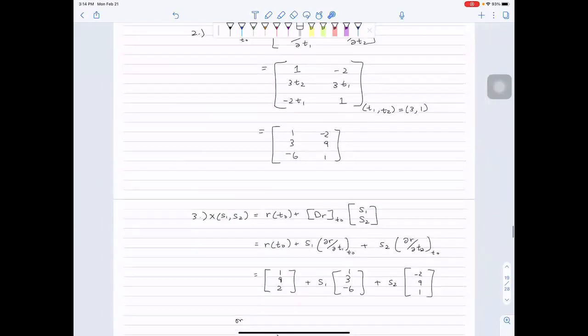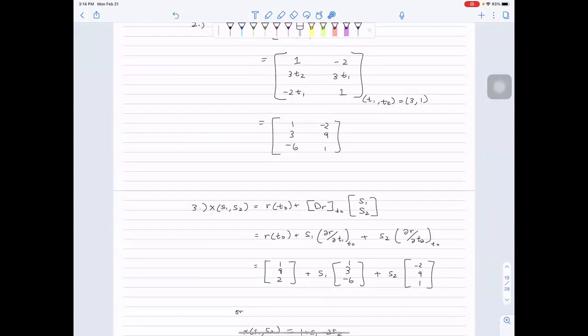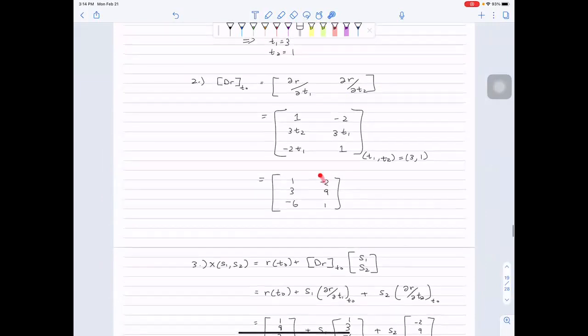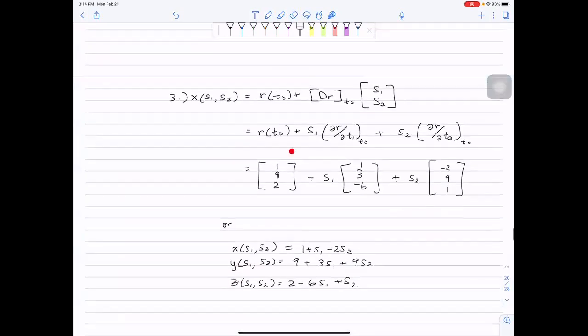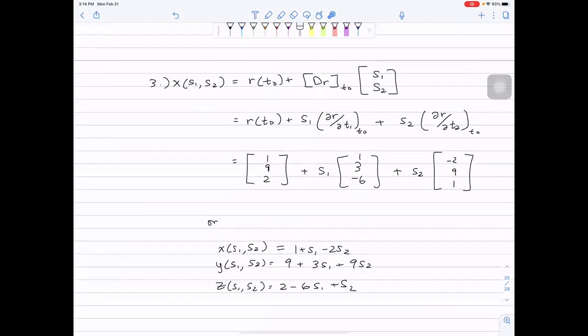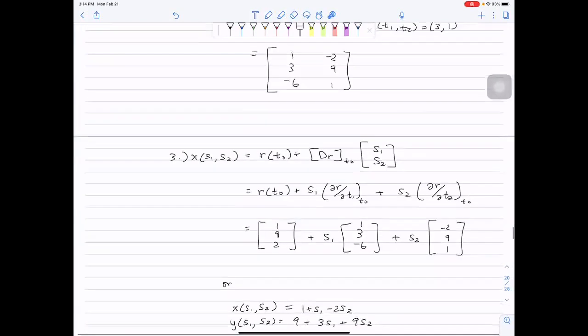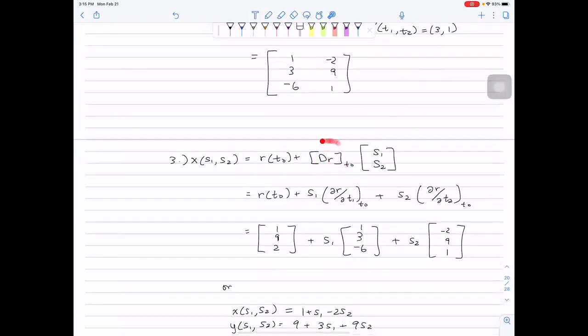Then you have everything. So you have your point, you find the derivative, and you do the same thing. Follow this equation, just now they're bigger matrices. They're 3 by 1 vectors. And so you can do the same thing, but now the only difference is that our derivative here is a 3 by 2 matrix. So you have 2 columns. Each column is going to represent one of the variables. So you put S1 times the first column plus S2 times the second column.